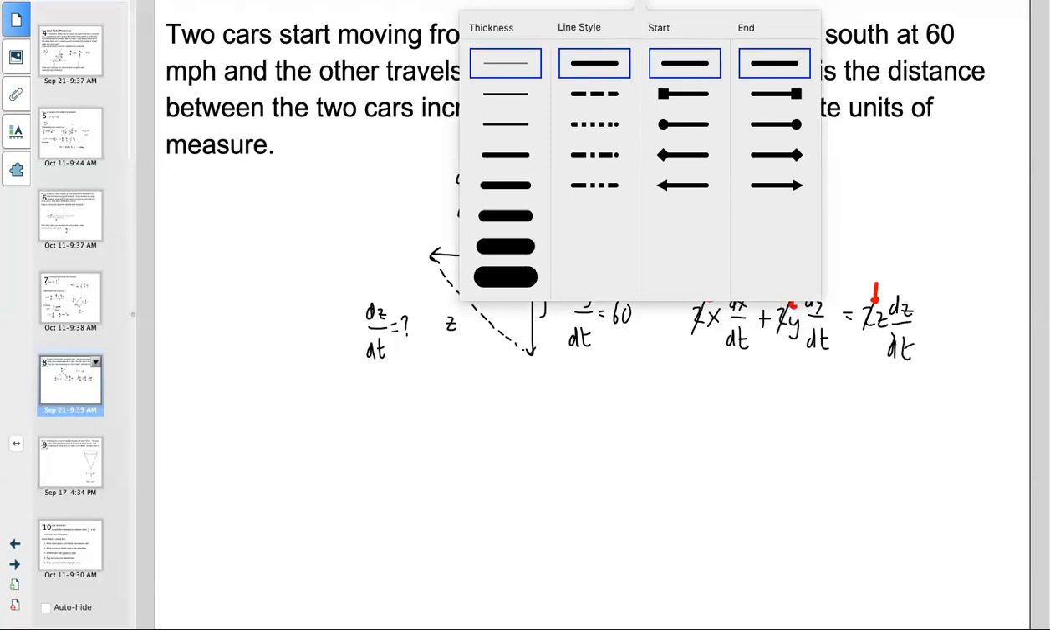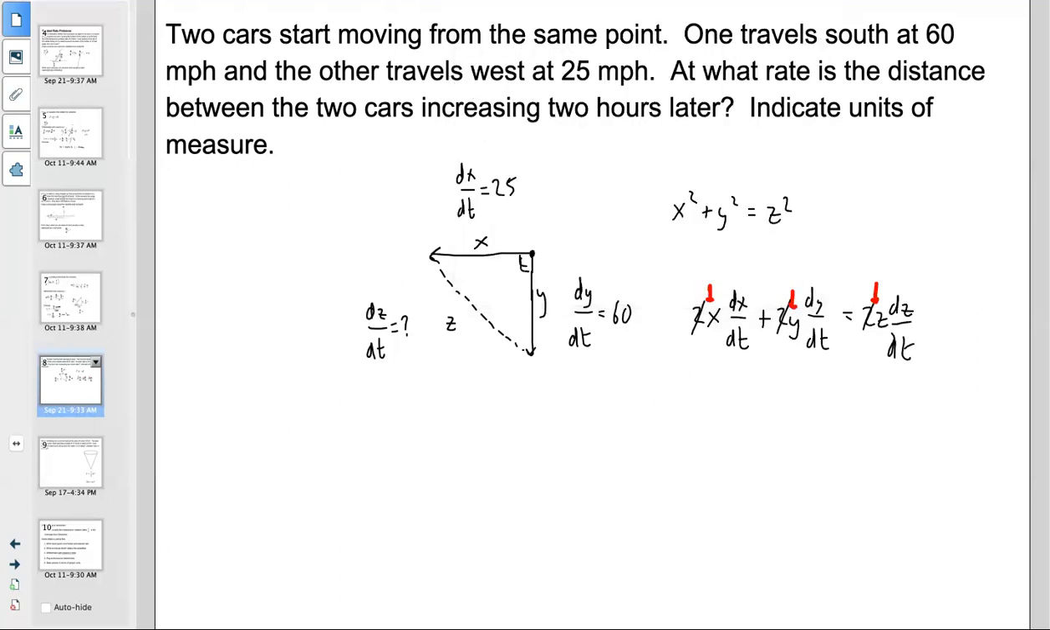It's not that x is 25. It's that after 2 hours, if a car is moving 25 miles per hour, that car has moved 50 miles. That's kind of the thing you're supposed to see here. Which makes sense. 25 miles per hour for 2 hours is 50 miles. 25 miles each hour, 2 hours, 50 miles. So at the point exactly 2 hours after these cars leave, x is 50.